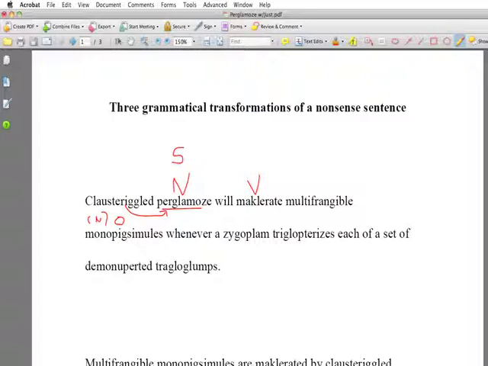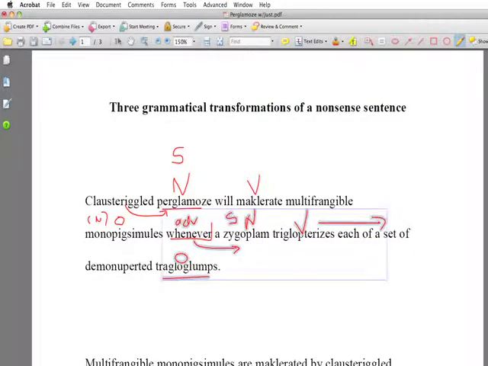In the second clause, it happens to be an adverbial clause. Here's whenever, which is an adjective, or excuse me, an adverb, which makes this whole thing an adverbial clause. Here's another noun operating as a subject. Triglopterizes is the verb, and what does it triglopterize? Well, looks like it triglopterizes tragloglumps. A clause is any group of words with a subject and a verb. A phrase is any group of words that performs a syntactic function in a sentence.